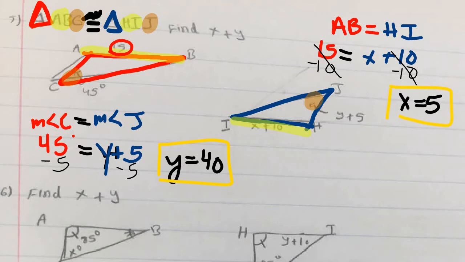So this symbol here is what's so important, is the fact that it means those triangles are equal. And you must correspond. A corresponds to H, B corresponds to I, and C corresponds to J.